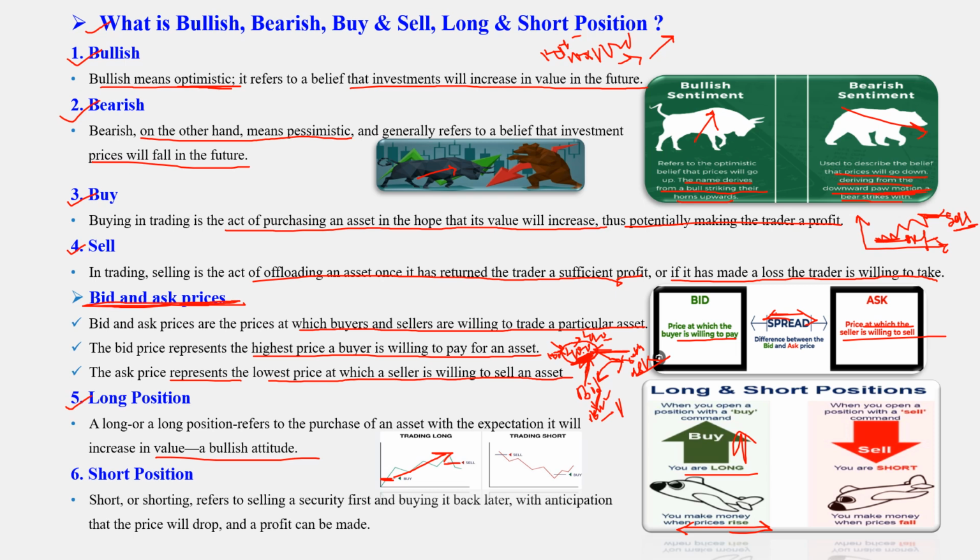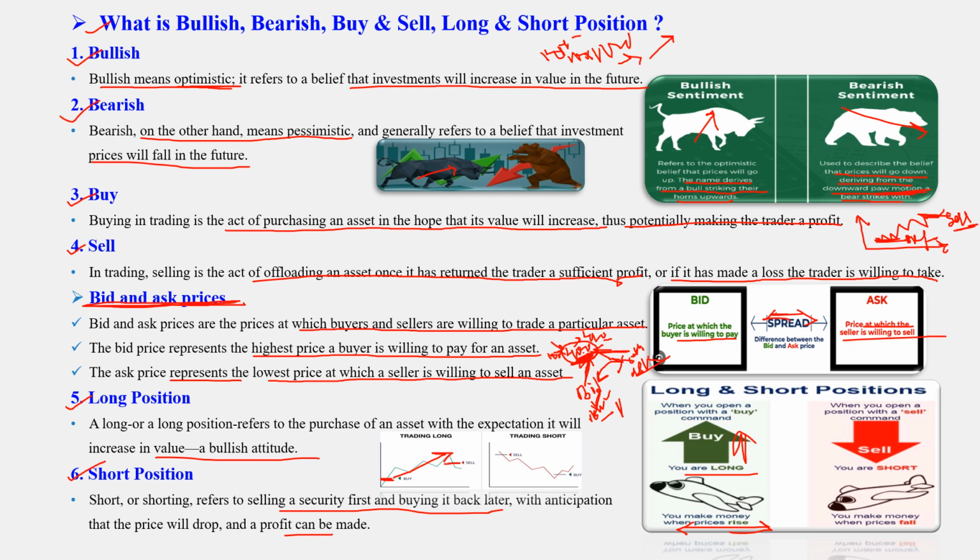And then the exact opposite is the short position. Short position, or shorting, refers to selling a security first and buying it back later, the exact opposite, with the anticipation that prices will drop and a profit can be made. Our purpose as traders is making a profit, right? In the long position, first we need to buy and then we need to sell. In both positions, our purpose is making a profit, right?